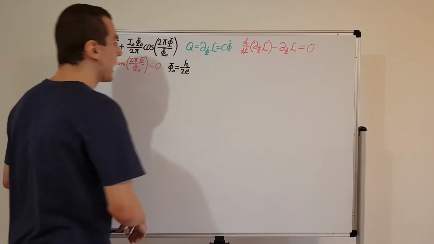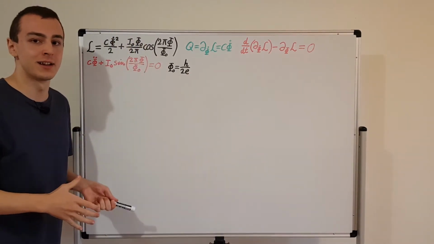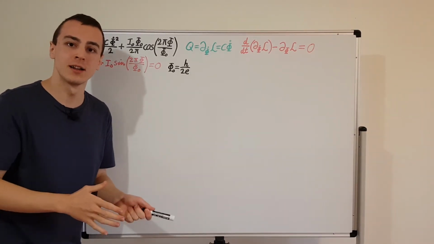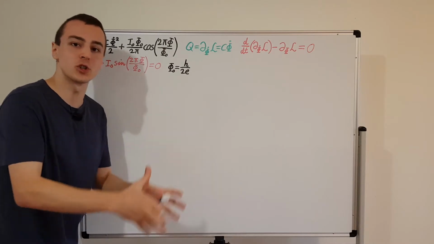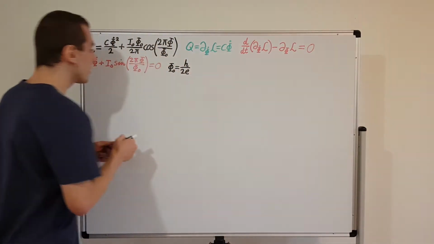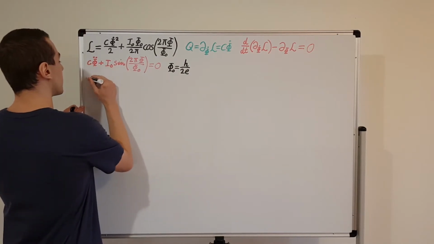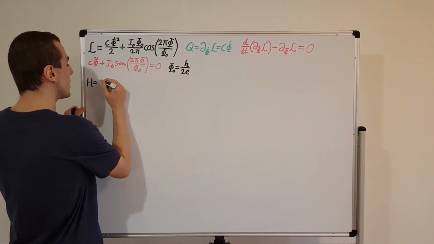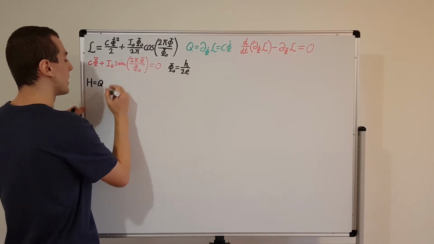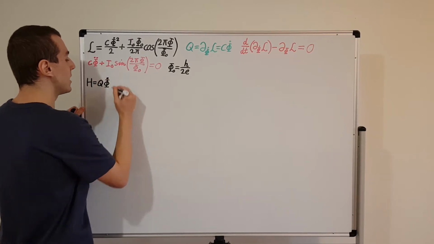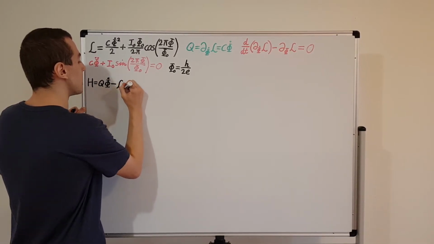Now what I want to do is find the Hamiltonian. The reason we started with the Lagrangian was to find the Hamiltonian. So how do we go from the Lagrangian to the Hamiltonian? Well, we do the Legendre transform. So I'll write down the Legendre transform. The Legendre transform has this form. We have the canonically conjugate coordinate, that's q. Then we have the velocity, which is phi dot. And then we subtract off the Lagrangian.